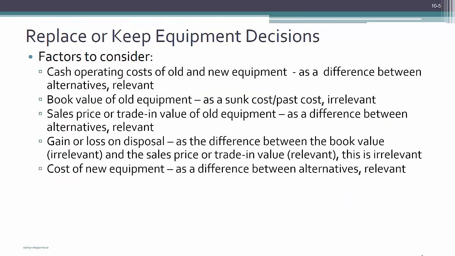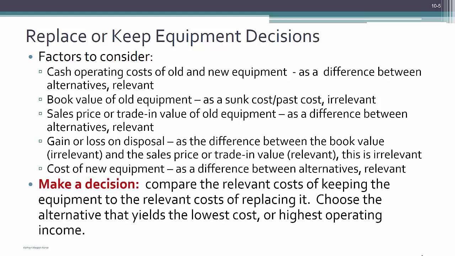A version of make or buy is the decision to replace or keep equipment. We'll talk about these types of decisions more when we discuss capital budgeting. For now, just remember that the relevant costs are the differences between alternatives and that sunk costs are always irrelevant. When we make a decision, we'll pick the alternative that yields the lowest costs or the highest net operating income.